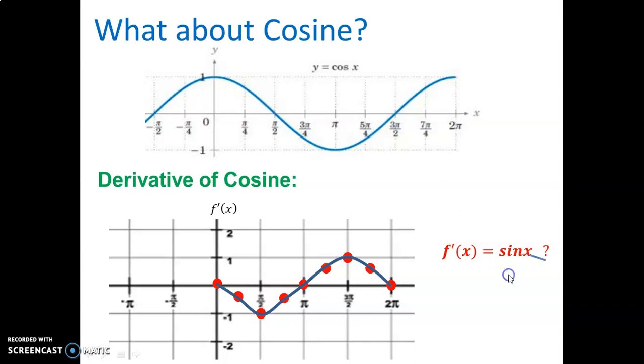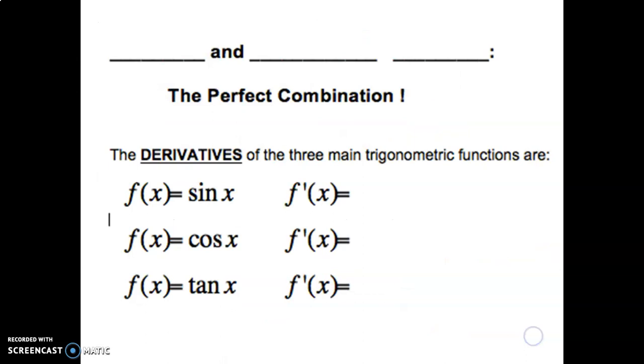Wrong. This is not the sine graph. Look at it. The sine graph begins here, yes, but it goes up and down. So what is this? It looks like the sine graph, but the sine graph should go up and then down. Oh, this is a reflection of the sine graph. So the derivative of cosine is actually negative sine x. Also amazing.